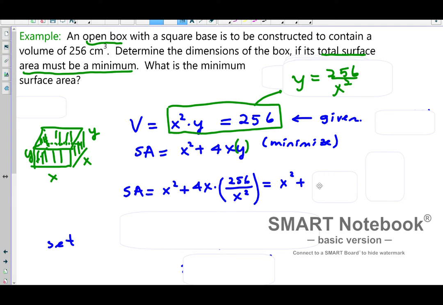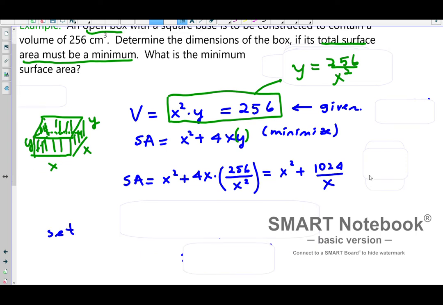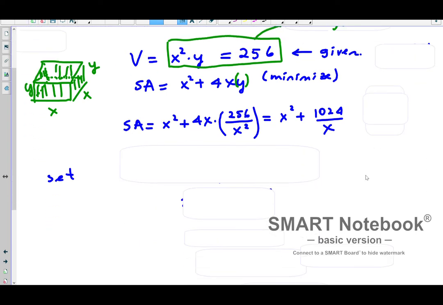And you're going to have 1,024 divided by x. Okay. So now we have our surface area simplified and in one variable. Now it's time to differentiate and set it equal to 0, right? We're looking for maximums and minimums. That's our standard procedure, right? So let's differentiate surface area.